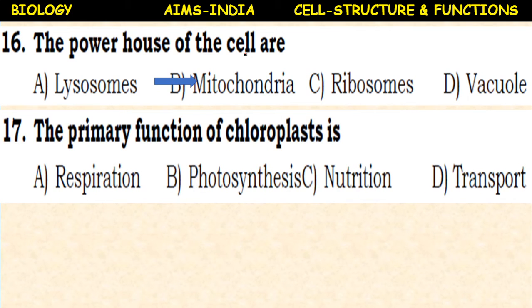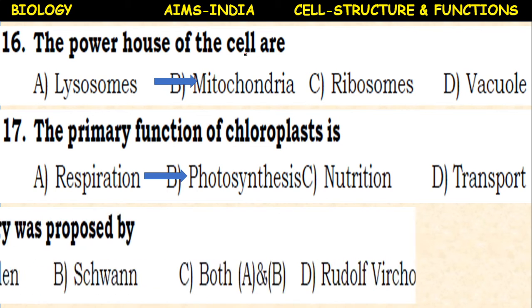What is the primary function of chloroplasts? Chloroplasts are generally present in the plant cells. So what is its function? Respiration, photosynthesis, nutrition, transport. The chloroplast is involved in photosynthesis. As they contain chlorophyll, they participate in the photosynthesis reaction. A photochemical reaction takes place in the chloroplast called photosynthesis.